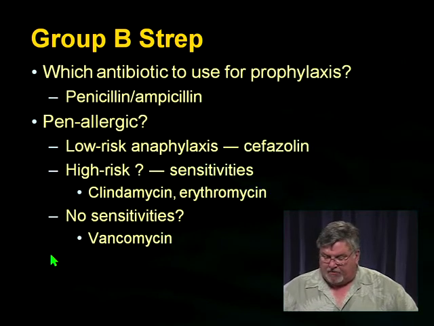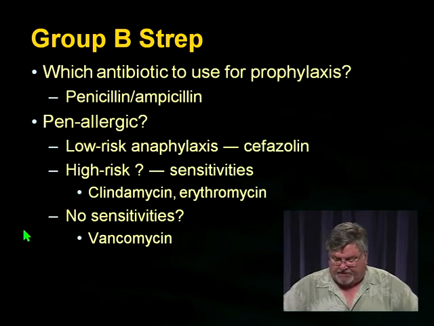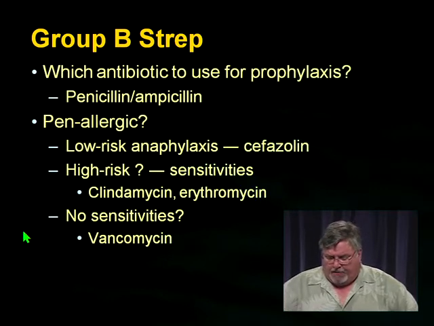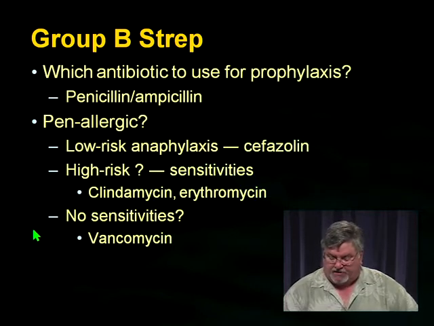What do we use for prophylaxis? Penicillin. What do obstetricians use for prophylaxis? Anything that comes off the shelf. If the woman is felt to be penicillin allergic, there are the acceptable alternatives.